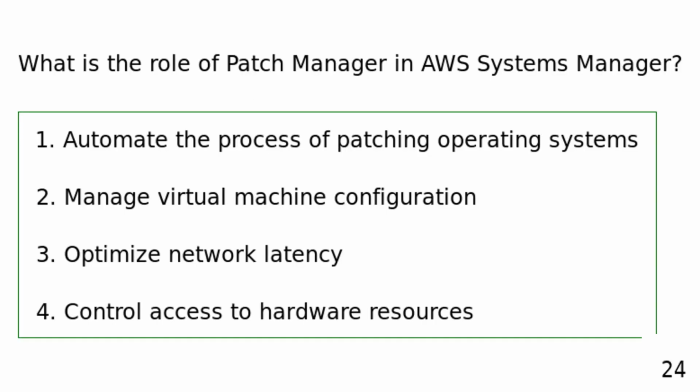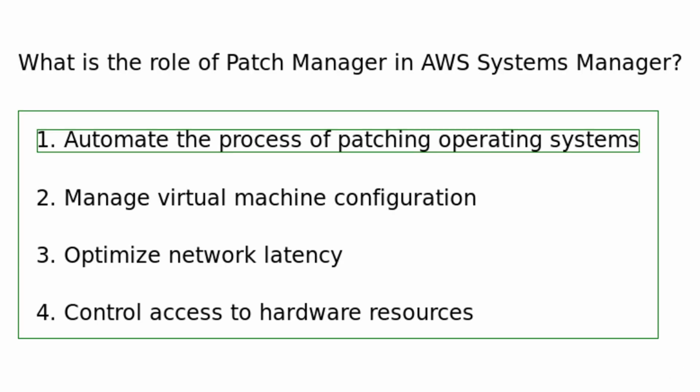What is the role of Patch Manager in AWS Systems Manager? Automate the process of patching operating systems. Manage virtual machine configuration. Optimize network latency. Control access to hardware resources. Patch Manager in AWS Systems Manager automates the process of patching operating systems, making it easier to keep instances up to date with the latest security updates.